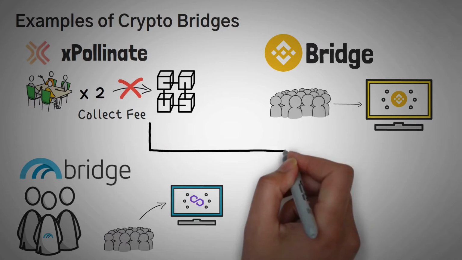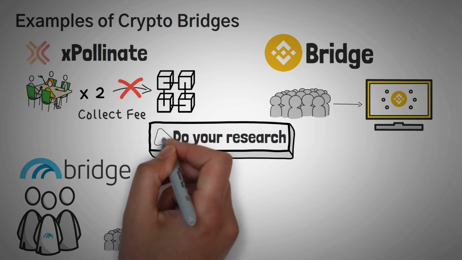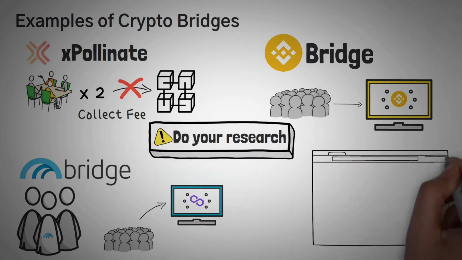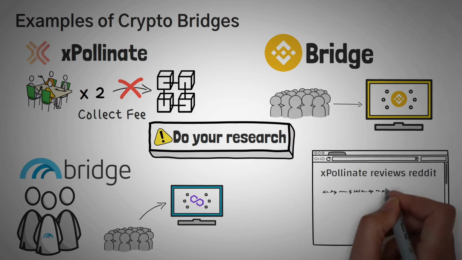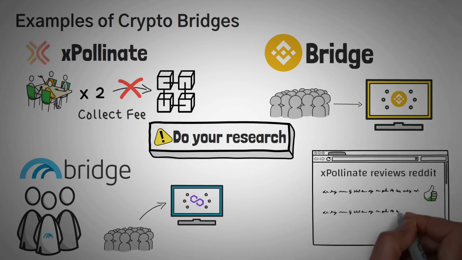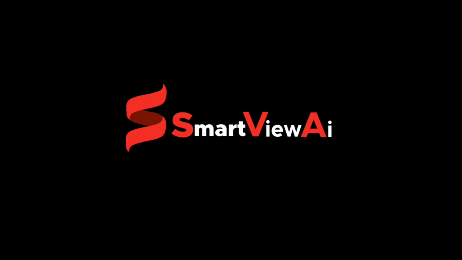There are many other bridges, but we highly recommend you check reviews and do your own research on whatever bridge you plan on sending your assets to. One quick trick that we recommend is to Google Xpollinate reviews on Reddit, and then you will get a ton of personal reviews. In this case, replace Xpollinate with whatever bridge you plan to use. If that bridge decides to start scamming or rug pulling, it will likely quickly show up on Reddit.